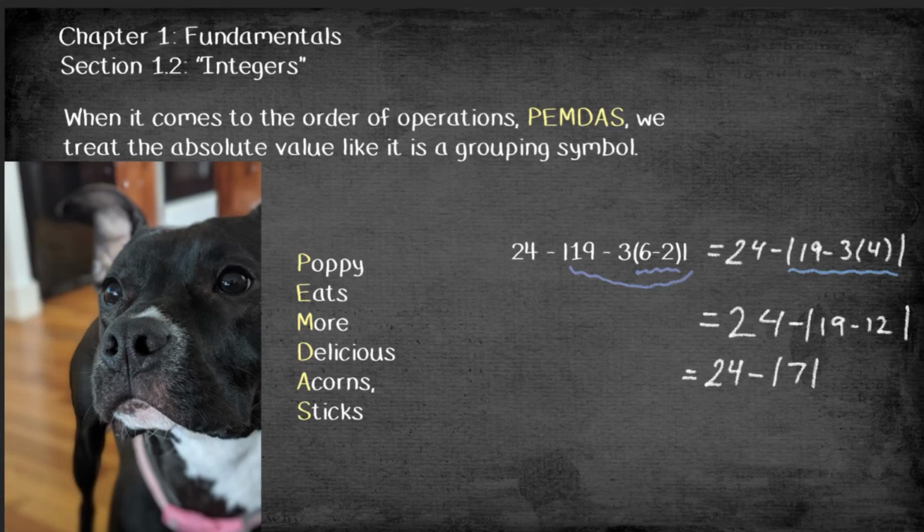Now the absolute value of 7 is, of course, 7. We have 24 minus 7, or 17.